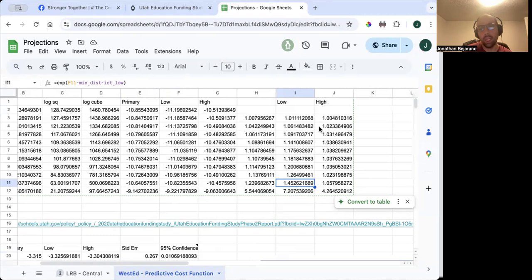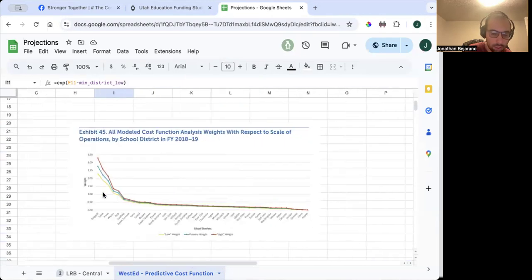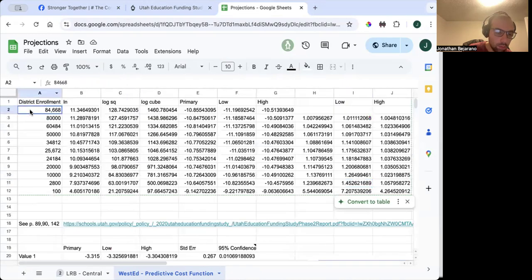In my calculations, I want to give as much buffer as possible for the new school district to be able to maintain quality of education and quality of services. So I'm going to take this low range, this higher number right here. You'll notice that as the size of the school district decreases, the uncertainty also increases. When you take a really large school district like Alpine School District and break it up into smaller school districts, you're going to get more uncertainty.